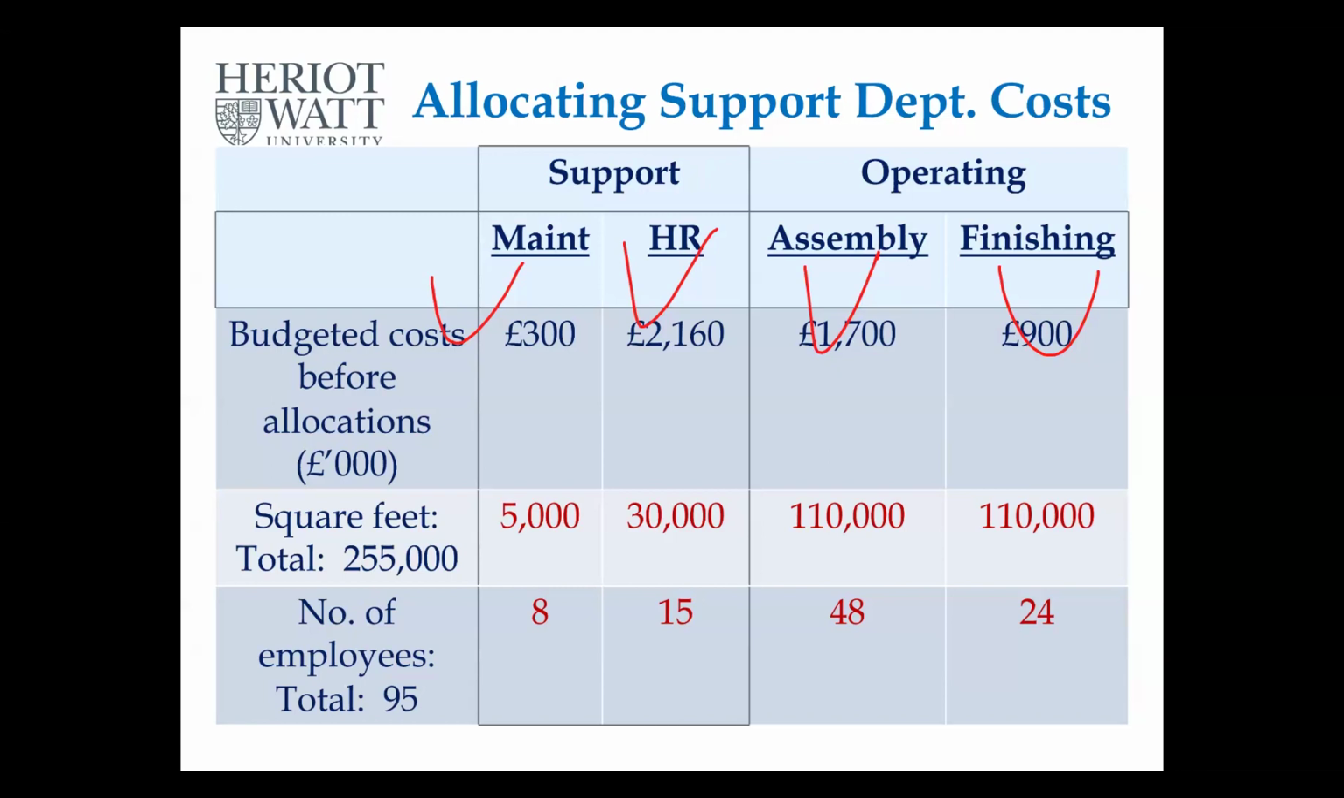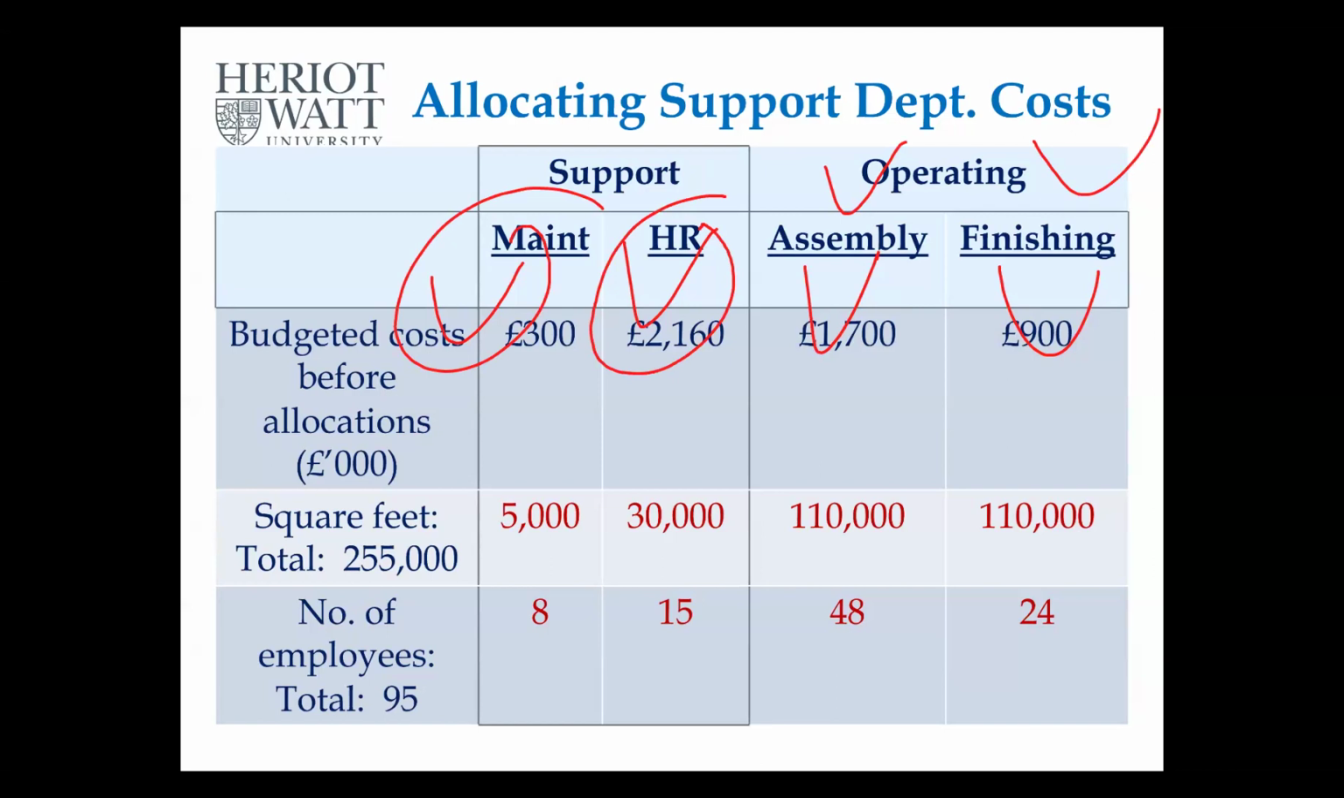These costs have to be allocated. Now listen carefully. Assembly and finishing departments are operating departments. In other words, they are manufacturing departments. But maintenance and human resource, these are support departments, okay?